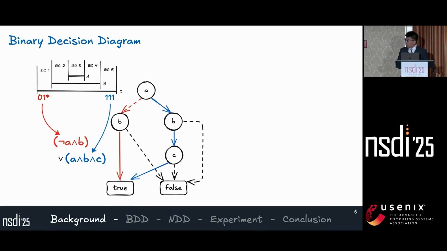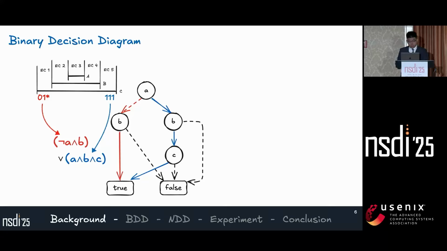Binary decision diagram, or BDD, can encode multiple ranges by a single Boolean formula and represent the formula as a graph. As we can see here, it's more compact than the multi-dimensional trie used by VeriFlow. A BDD is a rooted directed acyclic graph with 2 terminal nodes, true and false, and multiple non-terminal nodes. Each non-terminal node encodes a Boolean formula and has 2 edges.